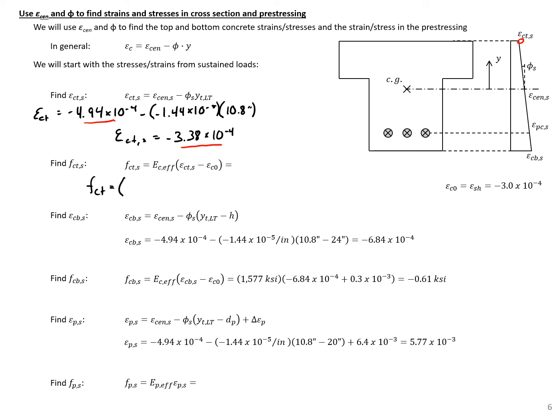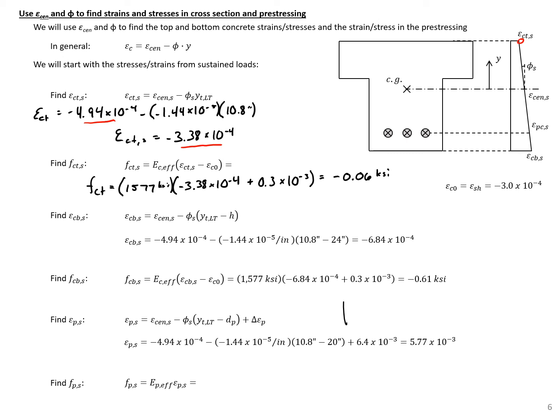we need to take our modulus, 1,577 KSI, times our strain, negative 3.38 times 10 to the negative fourth, minus our shrinkage strain. So we're going to add in 0.3 times 10 to the negative third. And here we'll get our stress to be equal to negative 0.06 KSI.